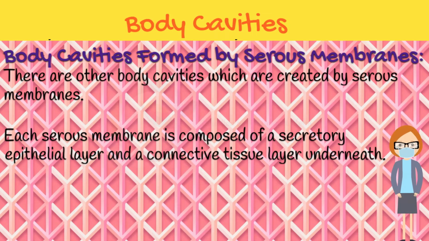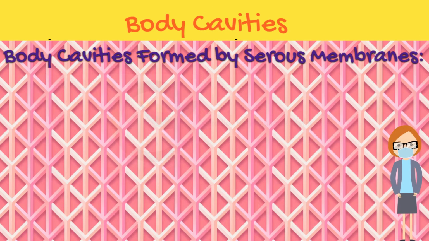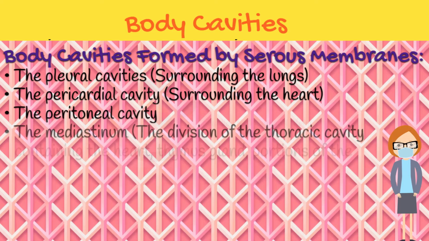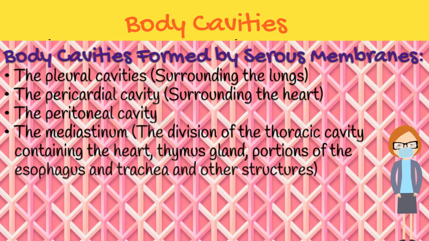Each serous membrane is composed of a secretory epithelial layer and a connective tissue layer underneath. The body cavities formed by serous membranes include the pleural cavities, surrounding the lungs, the pericardial cavity, surrounding the heart, the peritoneal cavity, which we have already discussed, and the mediastinum, the division of the thoracic cavity, containing the heart, thymus gland, portions of the esophagus, and trachea, and other structures.